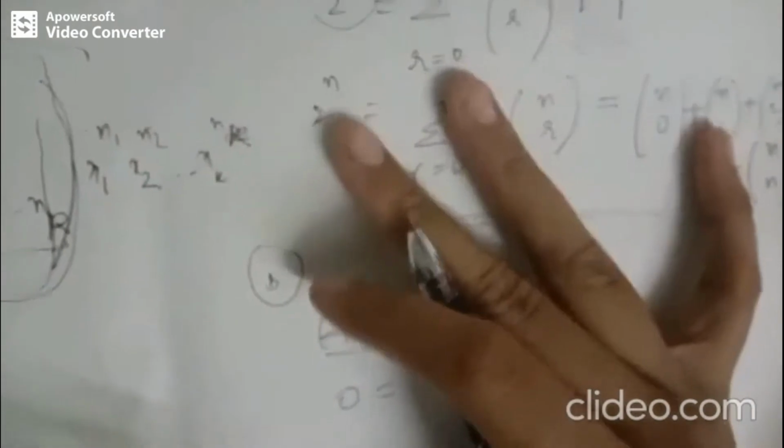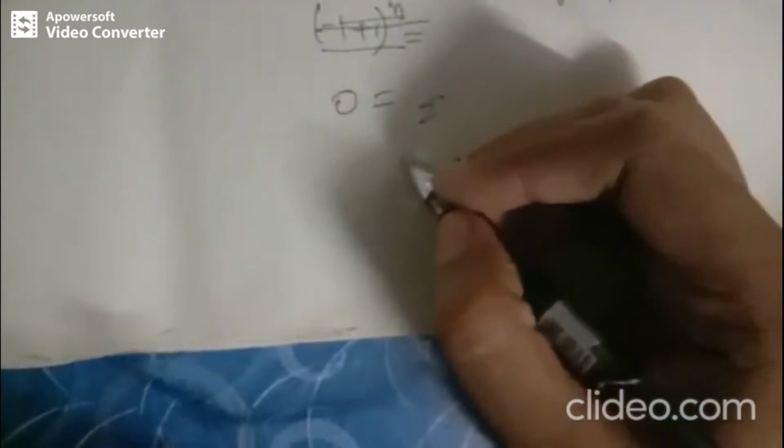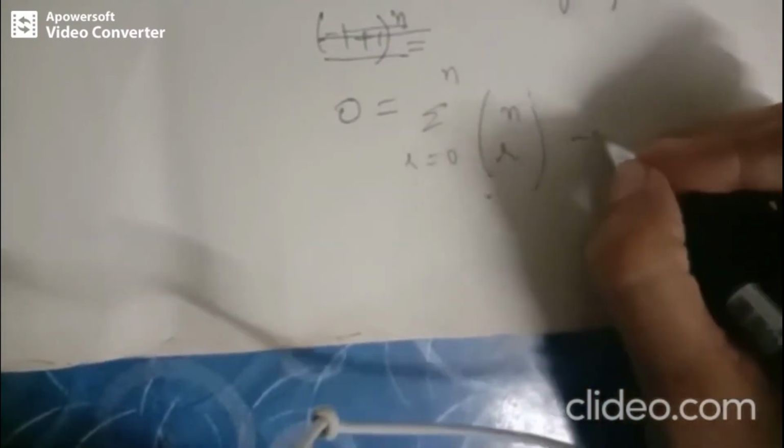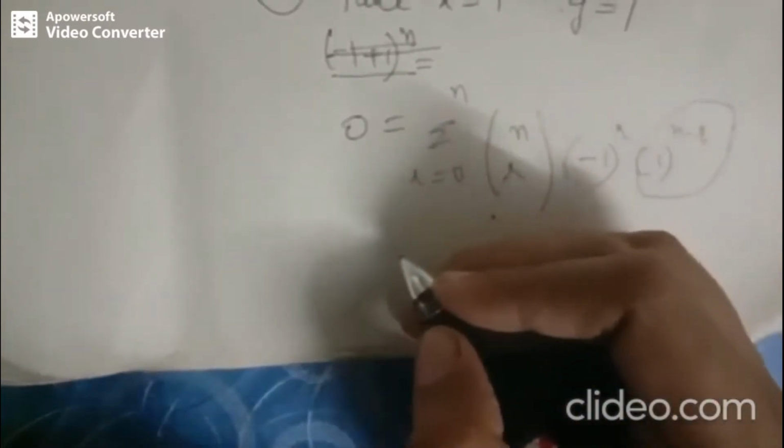So 0 is equal to the summation of r is 0 to n, nCr. In place of x you have substituted x is equal to minus 1, so I'll write here minus 1 raised to r and 1 raised to n minus r. Now you can avoid this term, it is nothing but 1.